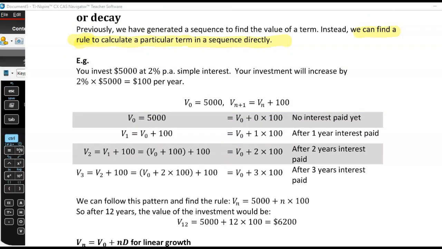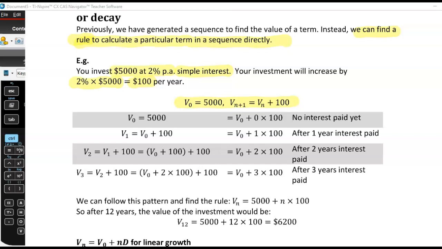So here I've got an example. You invest $5,000 at 2% per annum simple interest. So that simple interest, remember, is calculated on what you initially invested, your principal, that $5,000. So 2% of $5,000 is $100. So we'll earn $100 per year. So our recurrence relation for that is V0 equals 5,000. And so Vn plus 1 equals Vn plus 100.